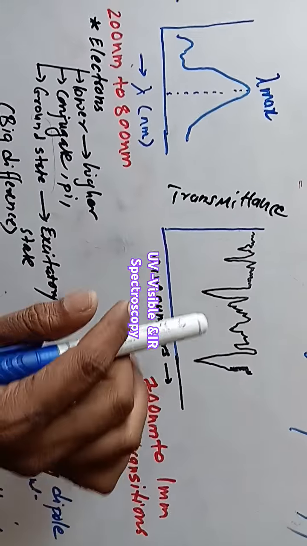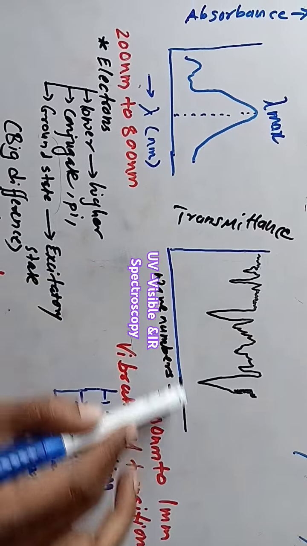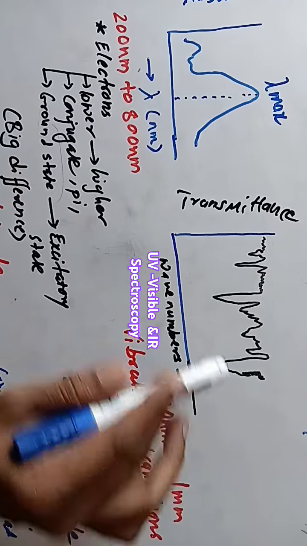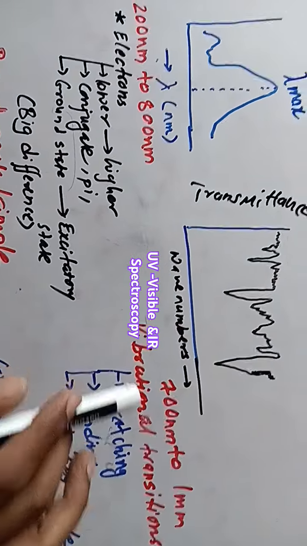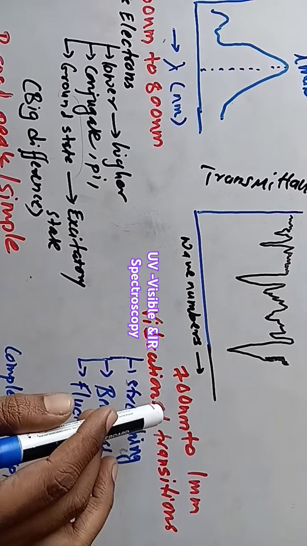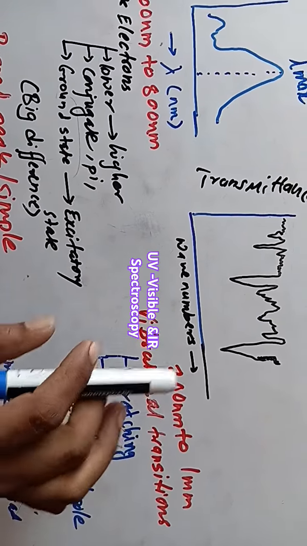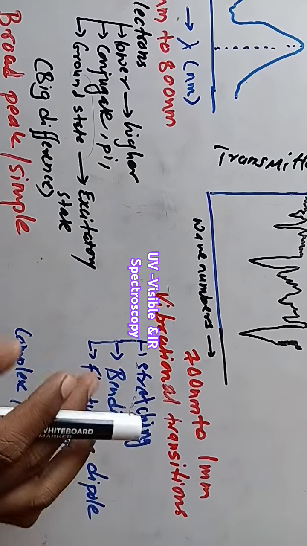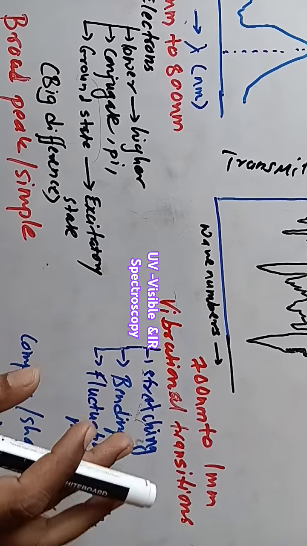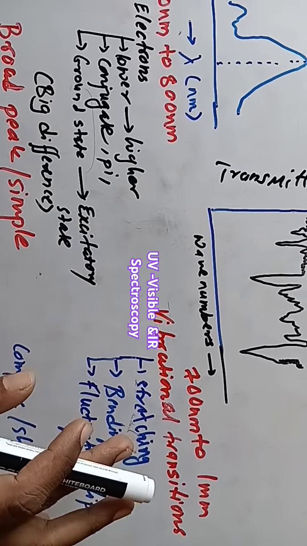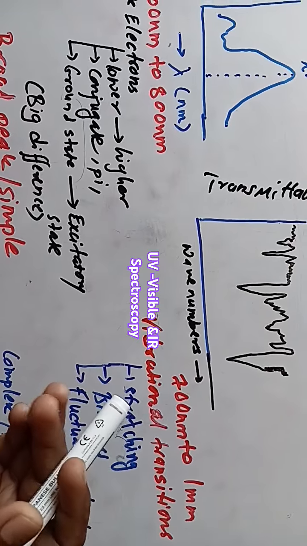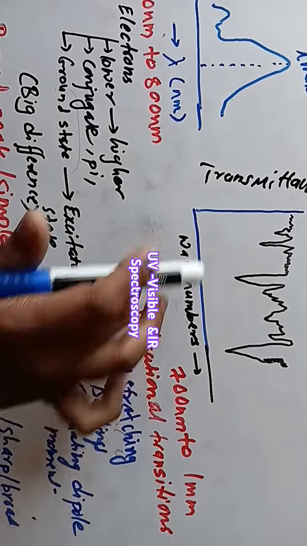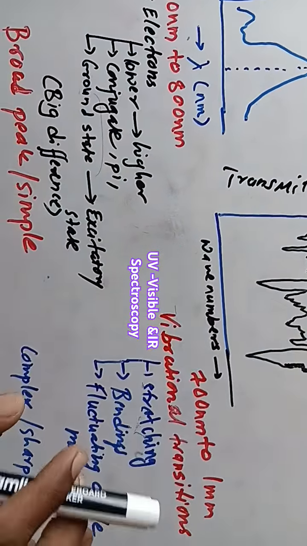Whereas IR spectroscopy graph is transmittance versus wave numbers, and the graph is comparatively more complex. A lot of peaks are seen. The wavelength used is 700 nanometer to 1 millimeter, and the absorption happens because of vibrational transitions. The bonds are stretching, bending, different stretching and bendings are there, and when the IR frequency matches with that frequency of stretching and bending, absorption happens, and we see this kind of complex graph.